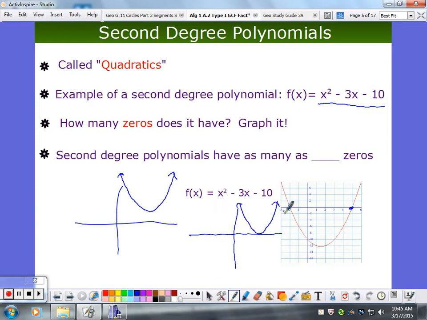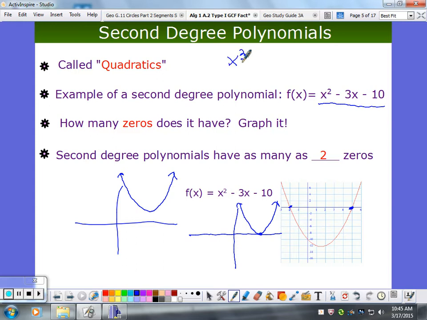So think about this. It can have 2 zeros. It can have 1 zero. It can have no zeros. So if you have a second degree polynomial, it can have as many as 2 zeros. But it could have less. And so just for laughs, we're not even going to use the calculator.